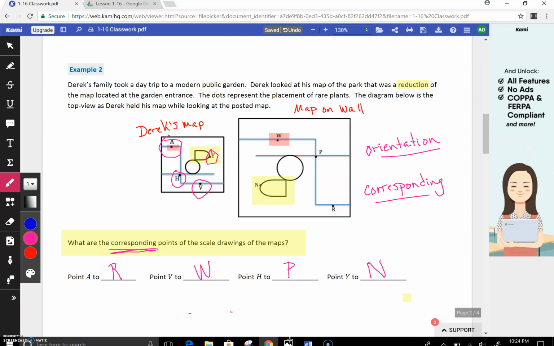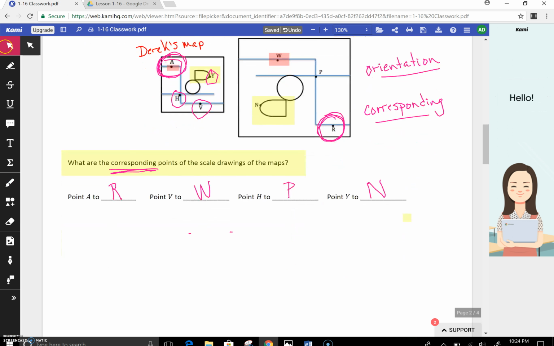So again, that term is corresponding. What that means is the same spot on either an enlargement or a reduction. To clarify that one more time, point A on Derek's map corresponds with point R on the garden map. They're the same location. Moving on to the next example.